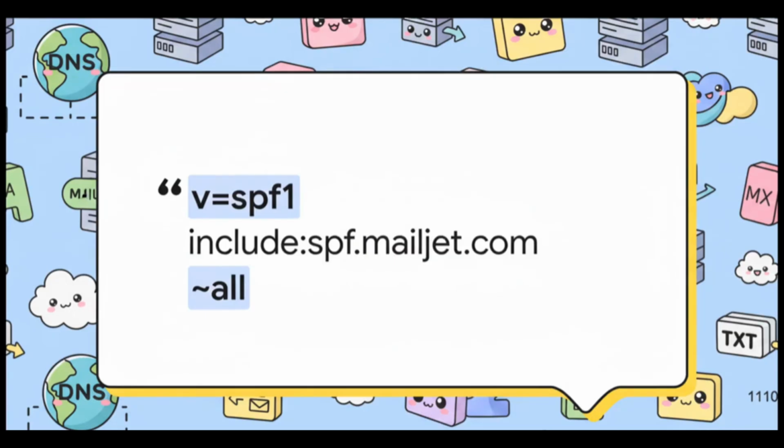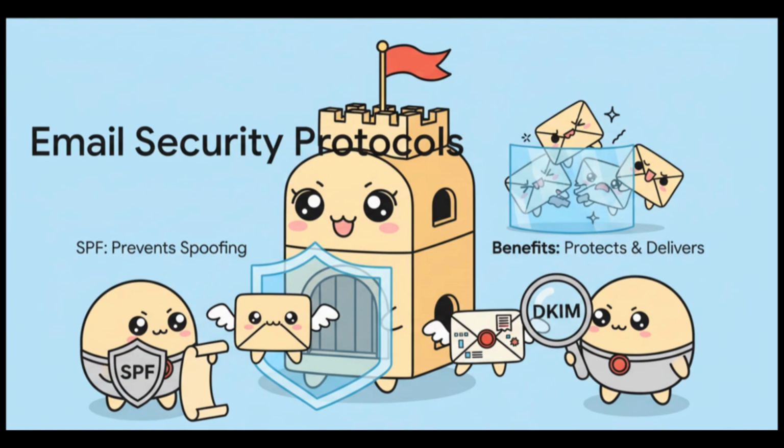And here's a perfect example. See this line of text? This is something called an SPF record, which stands for Sender Policy Framework, and it lives inside a TXT record. This little piece of text right here is one of our most powerful weapons in the war against spam and email scams. Yeah, think of these protocols as building a digital fortress around your email.